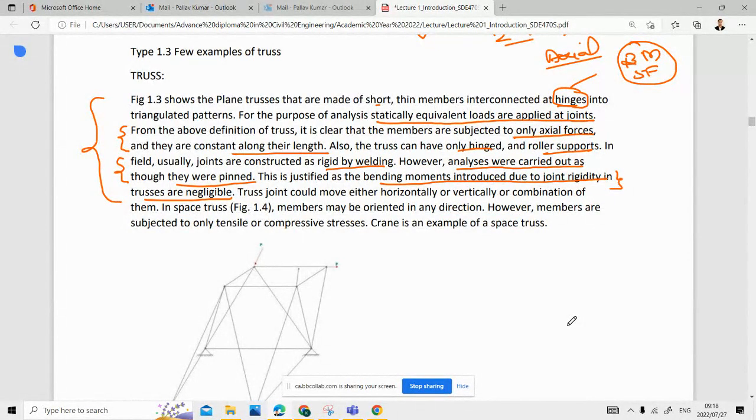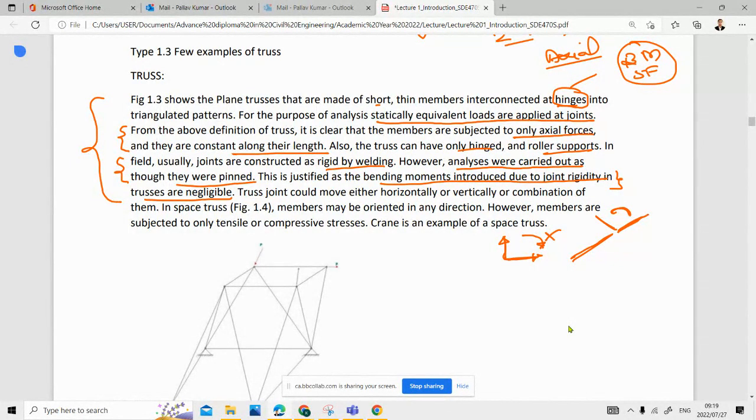So they have only horizontal displacement and vertical displacement. There will be no rotation, right? So either they can move horizontally or vertically. If the member is like this, they can move in this direction or in this direction. So there should be no rotation in this member. These concepts should be crystal clear in your mind while you are solving the problem.